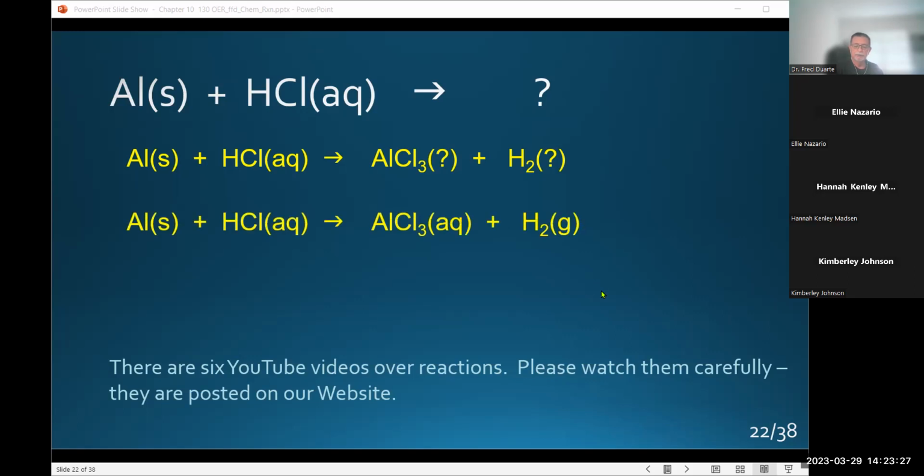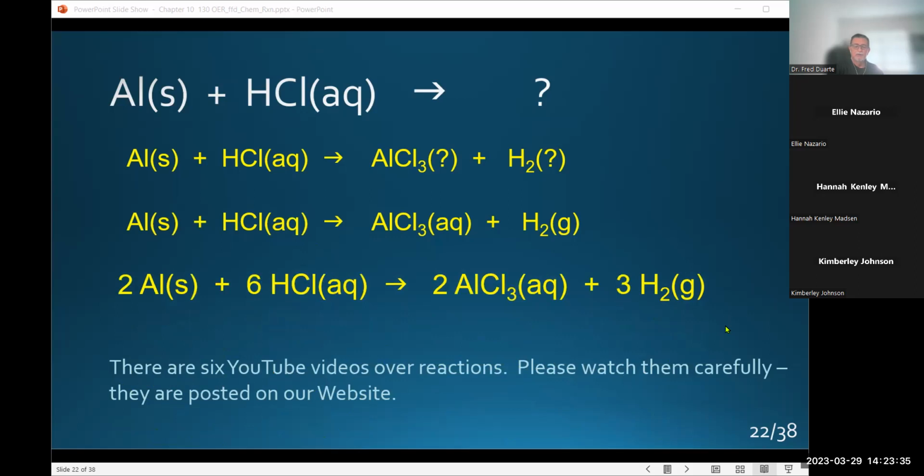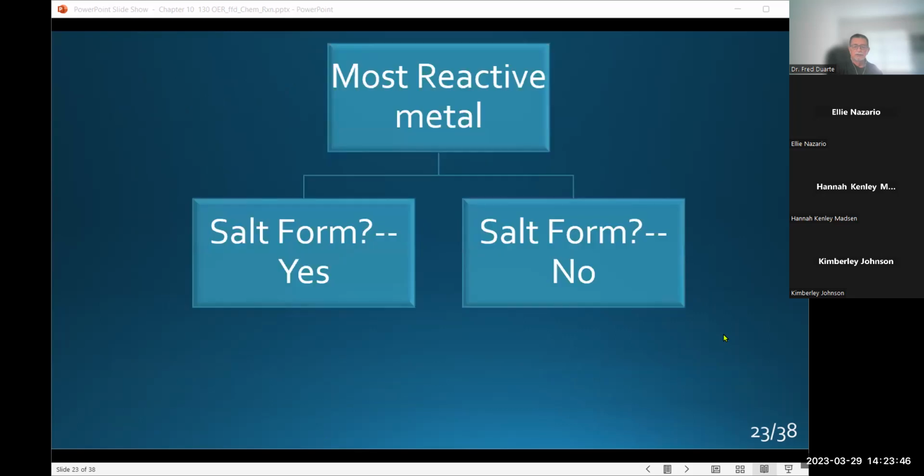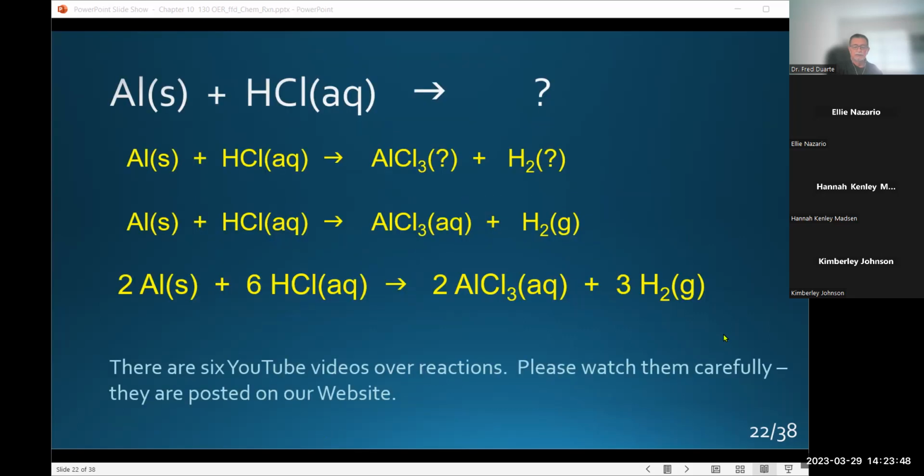And then we have aluminum chloride, which, based on the solubility rules, is shown to be soluble. So we write aq, and then we balance it up. There are YouTube videos concerning these reactions, so do watch them. You'll find them in the modules too.